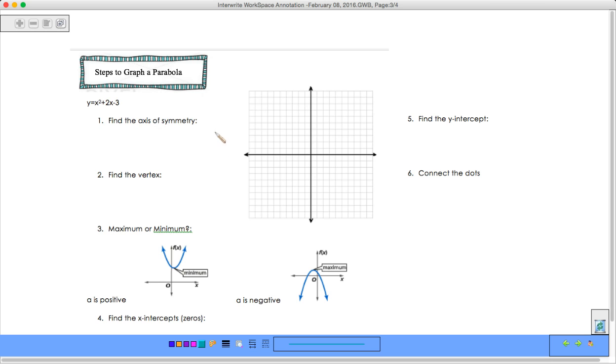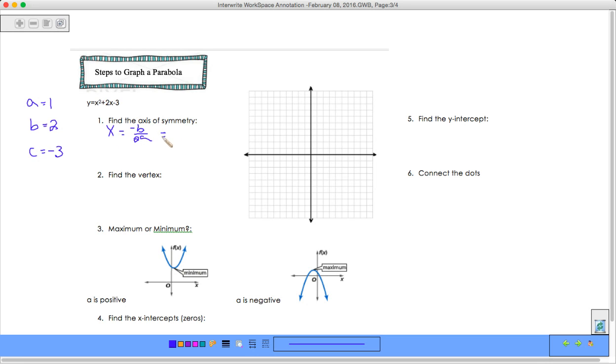First of all, we start by finding the axis of symmetry. So our axis of symmetry, we said, is a line, and it's x equals opposite of b over 2a. So let's look at our equation here. A is whatever's in front of x squared, so a equals 1. B is whatever's in front of x, so b equals 2. And c is whatever's here by itself, so in this case it's -3.